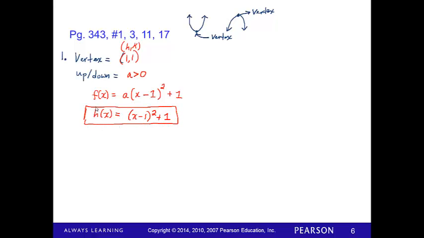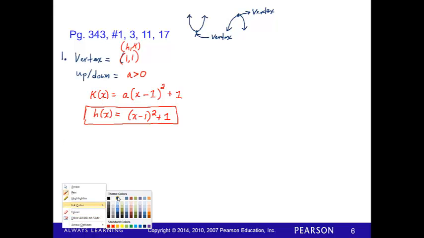Okay. Now, when I wrote f of x, I didn't mean the f of x in your book. I should call this something else. I'm looking for a letter they haven't used yet. Let's call it k of x. It's just a standard form. Remember, k of x, f of x, g of x, it just means function. All right, let's move on down to number 3.